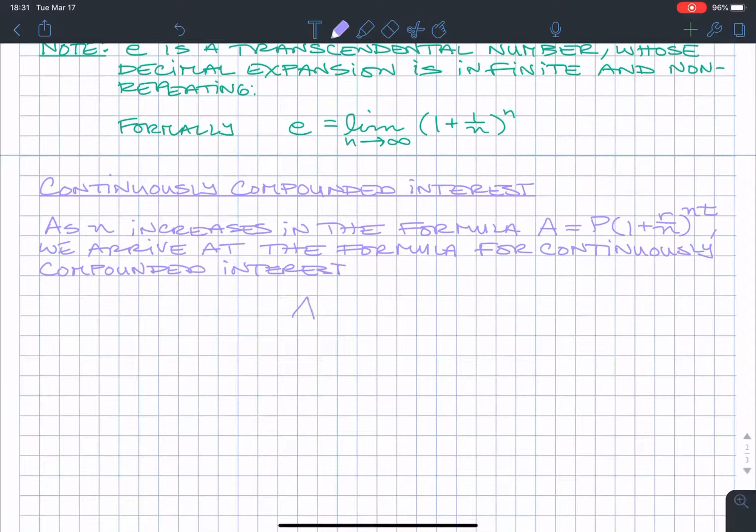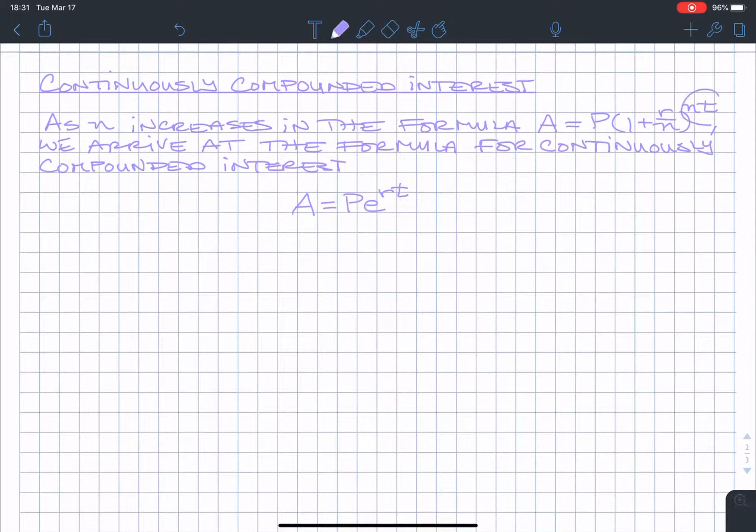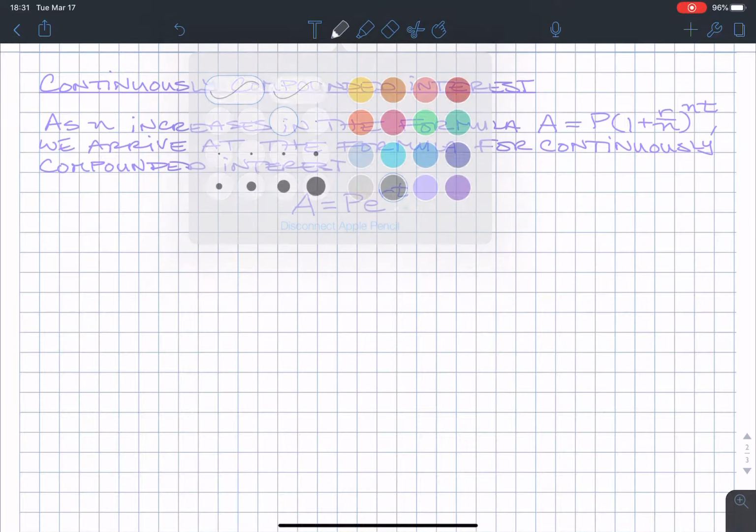A is equal to principal now times E raised to the rate times time. Notice the exponent here is NT, whereas the exponent here is RT. So the acronym is PERT. So for example, let's actually use this.